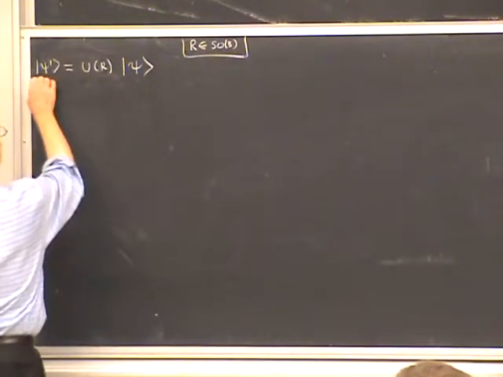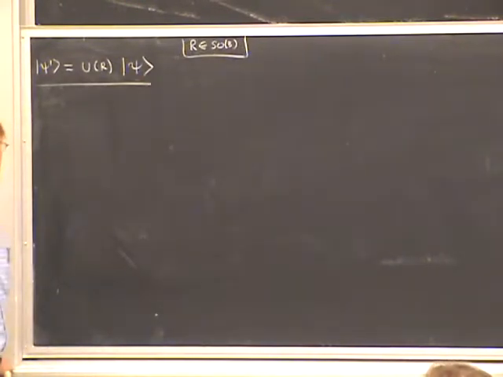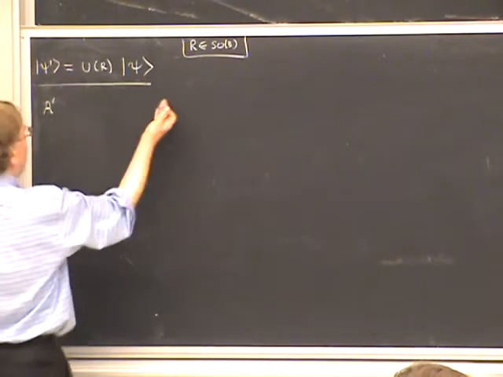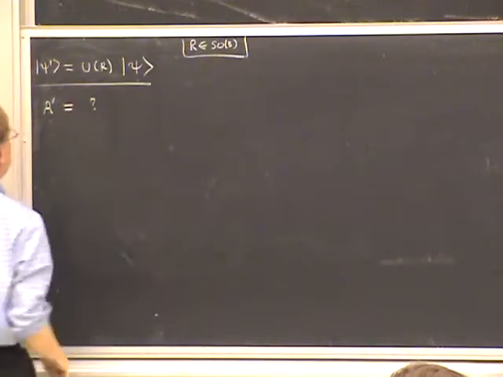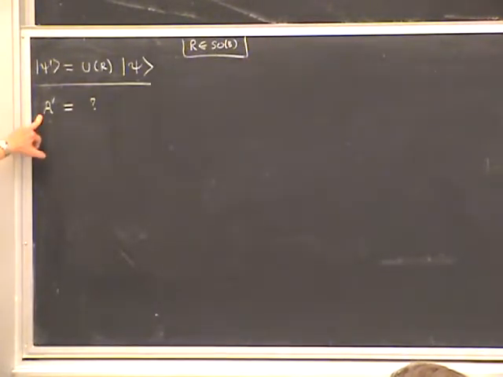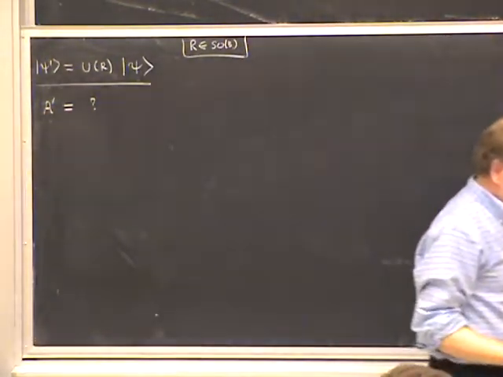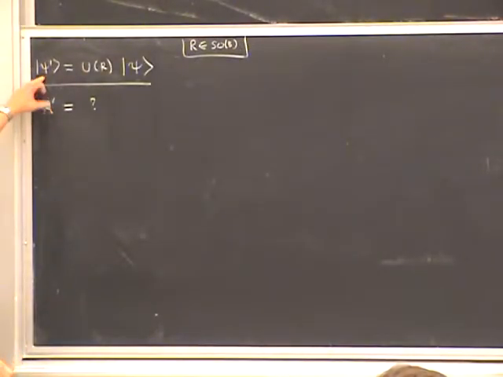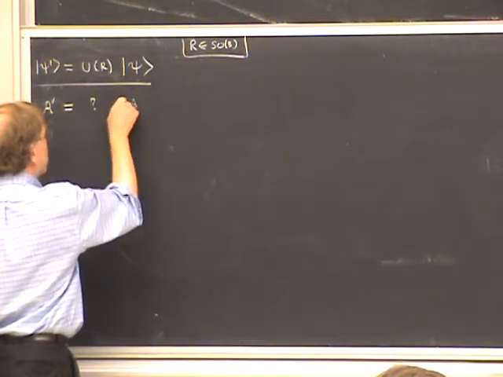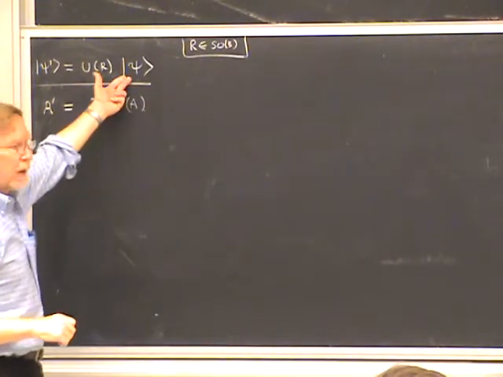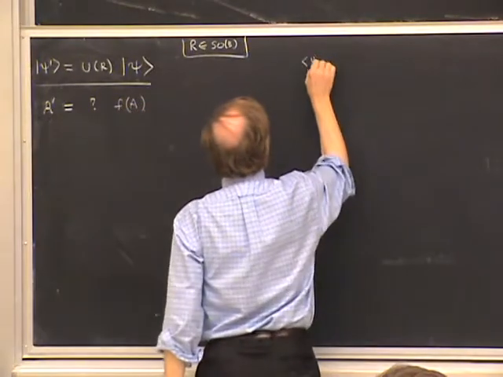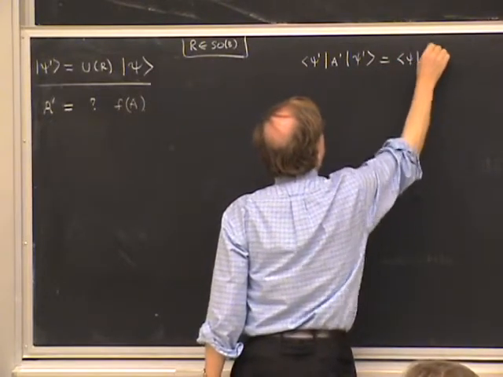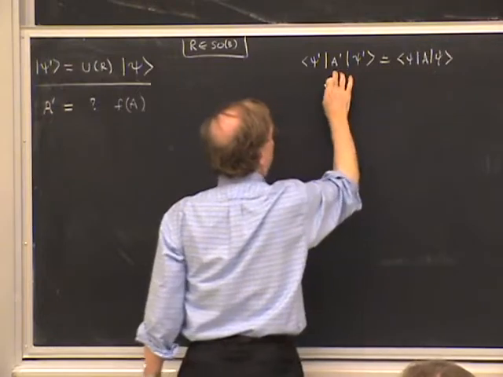Now, in addition to saying how states transform under rotations, we'd like to have a way of talking about how operators transform under rotations. So if A is an old operator and A prime is the rotated operator, the question is what should be the definition of the rotated operator? The definition that we will adopt is that the expectation value of the rotated operator in the rotated state should be equal to the expectation value of the original operator, A, in the original state. In other words, we require that psi prime sandwiched around A prime should be equal to psi sandwiched around A. This is going to be our definition of A prime.